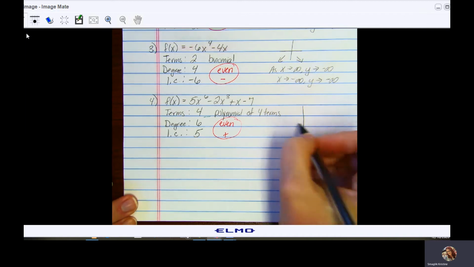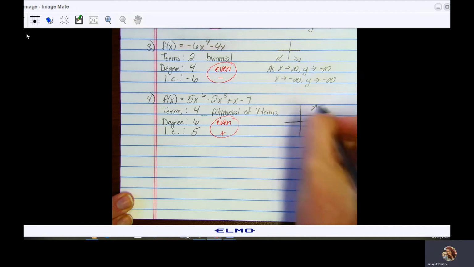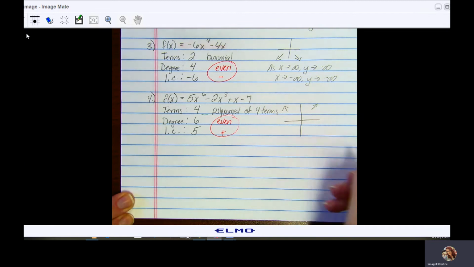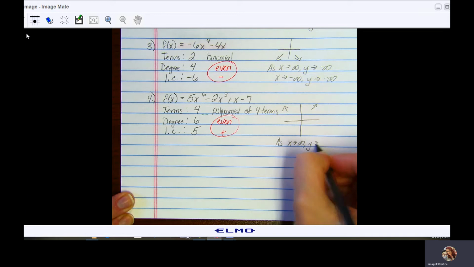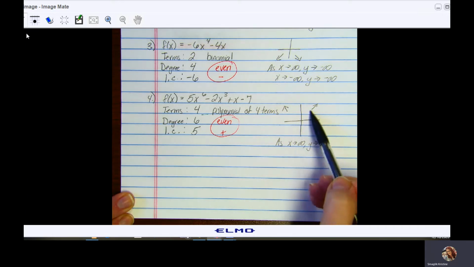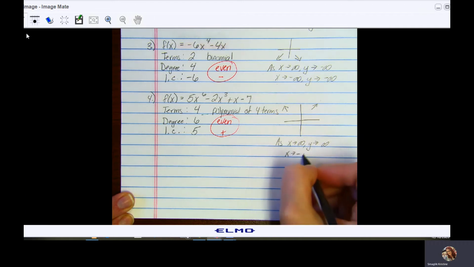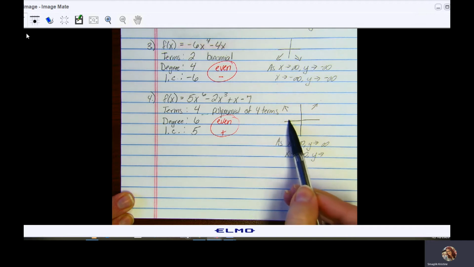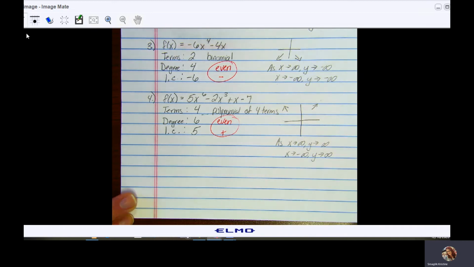So end behavior, if I'm positive, I'm going up and to the right. If I'm even, I'm going in the same direction. So that means as x approaches positive infinity, y approaches positive infinity. It's going up. As x approaches negative infinity, where's y going? So as I'm going this way, my x values are getting smaller and smaller. The corresponding y values are getting bigger and bigger. So they are also going to positive infinity.